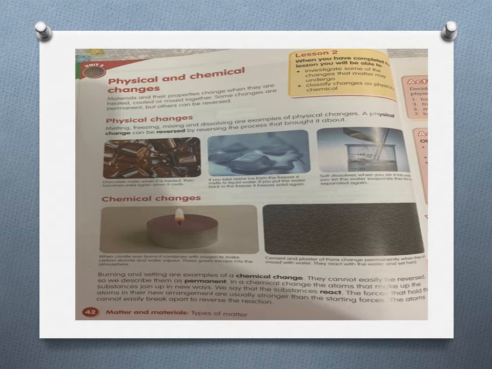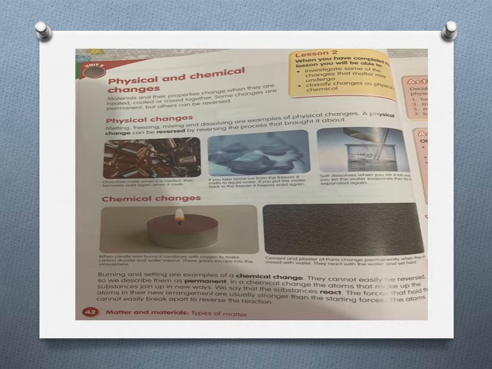Let's go with physical changes. Melting, freezing, mixing, and dissolving are examples of physical changes. A physical change can be reversed by reversing the process that brought it about. Can you please highlight: a physical change can be reversed by reversing the process that brought it about? For example, the chocolate, the ice, and some water with salt. Those products have physical changes. Why? Because if you melt, freeze, or mix some of these products, they are going to change. But if you want to have the same form that they had before, you can have it again.